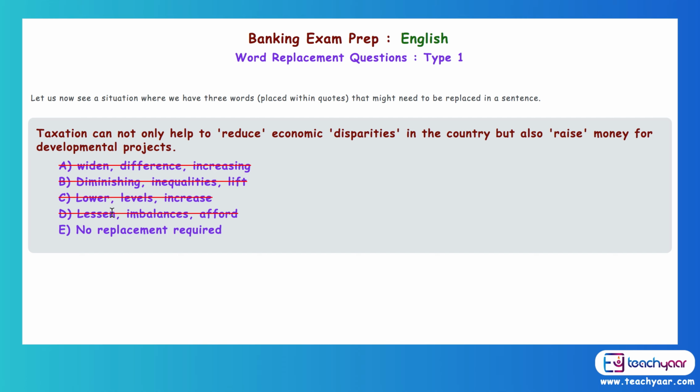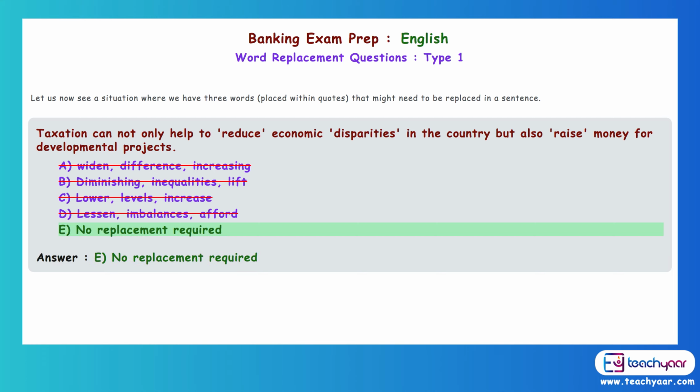Why do you say that? Because the words which have been used are fine. Taxation can not only help to reduce economic disparities in the country, but also raise money for development projects. So that is right. So your answer or your option is E, no replacement required.